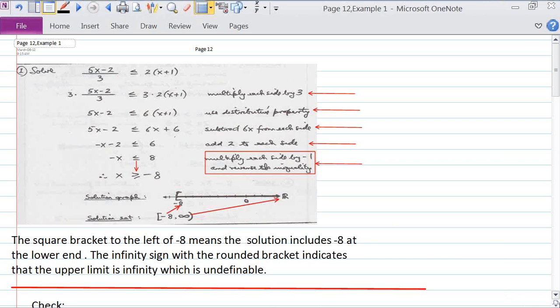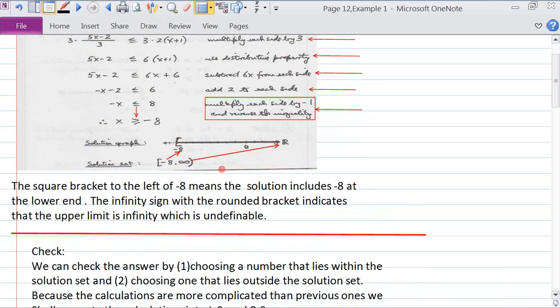I can represent this in 2 different ways. And you can see here, here's the minus 8. Here's the 0, so I count minus 1, 2, 3, 4, 5, 6, 7, 8. It includes the minus 8, the equal sign, so that's a square bracket. I bold this, and I keep the arrow here showing that it's going to infinity. Because infinity is undefined, I put a round bracket around it. Because the equal sign is included with the minus 8, I include that in the solution set. Either of these two represent equivalent ways of representing the solution, either the solution graph or the solution set.